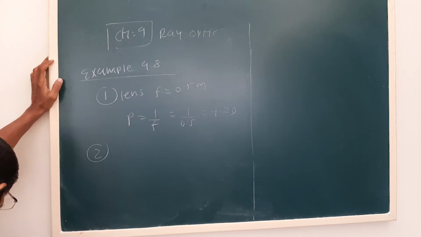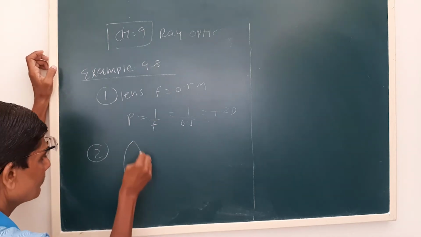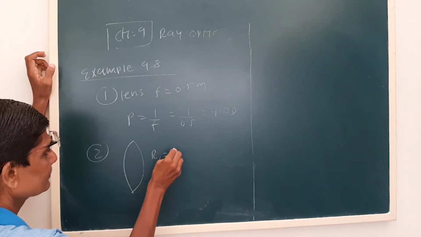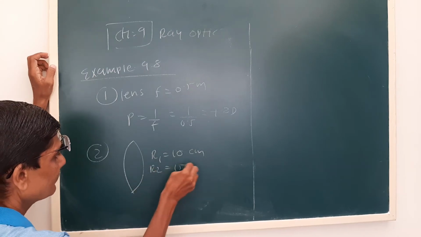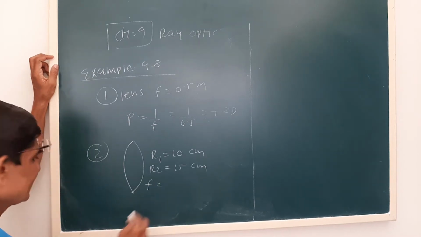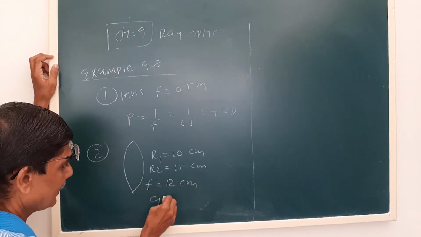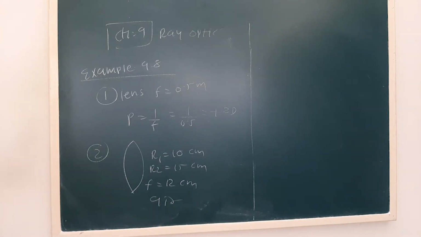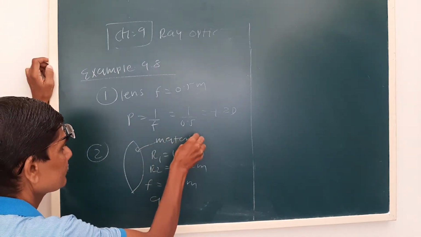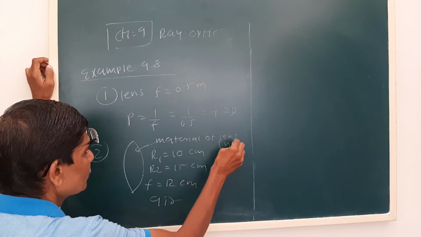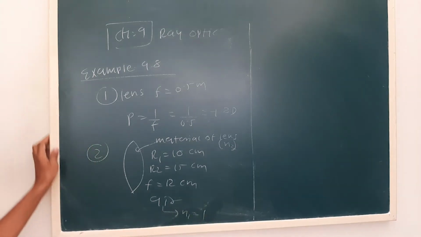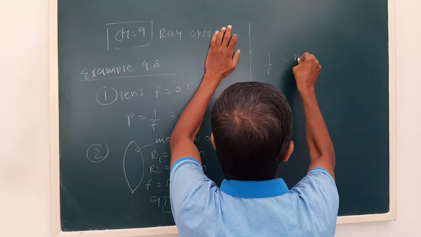Now see the second question. It is a biconvex lens. That means it has 2 curved surfaces. The radius of curvature R1 is 10 centimeter, R2 is 15 centimeter. Focal length is 12 centimeter. The lens is kept in air. What should be the refractive index of the material? So refractive index, let us say N2. Now because it is kept in air, N1 we have to take 1. Now see our formula. 1 upon F is N2 minus N1.